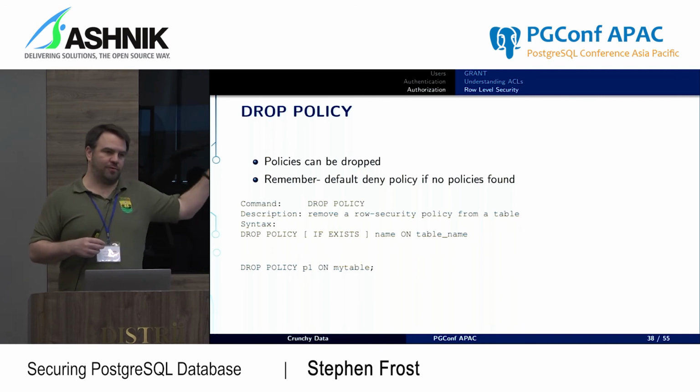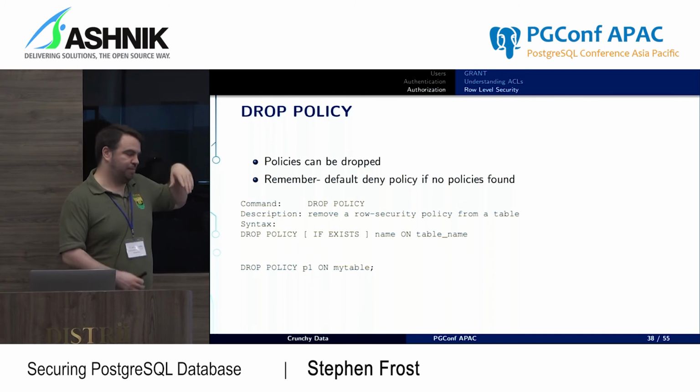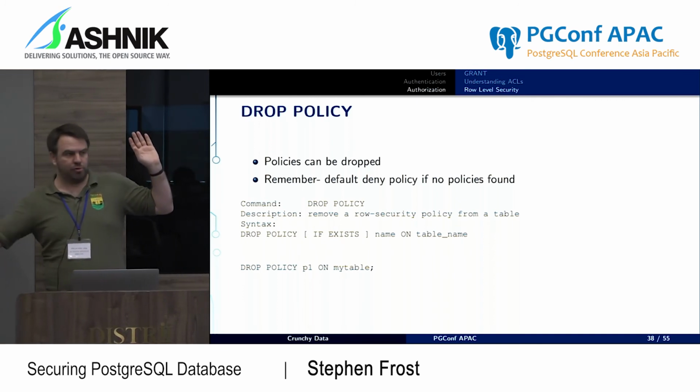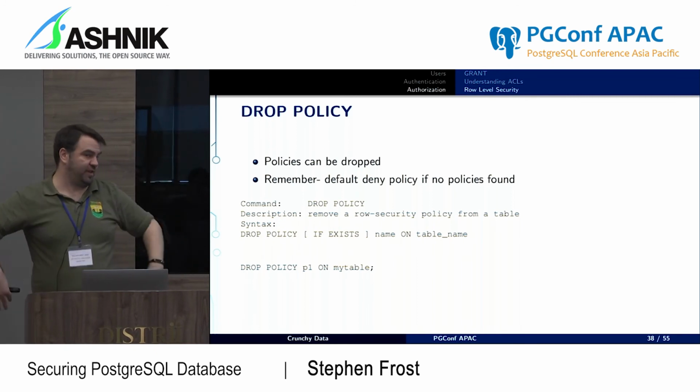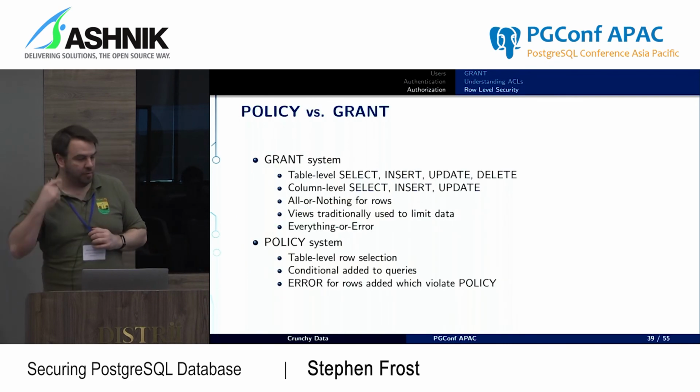And that's true if there are no policies that apply to a given user, right? So if you have policies that are defined for R1, but you don't have any policies for R2, and R2 tries to access the table, they'll just see an empty table, right? Assuming that they have access. And let's talk about that a little bit.